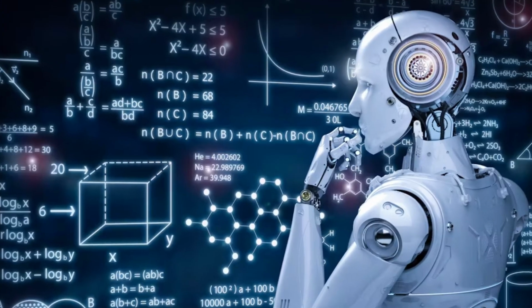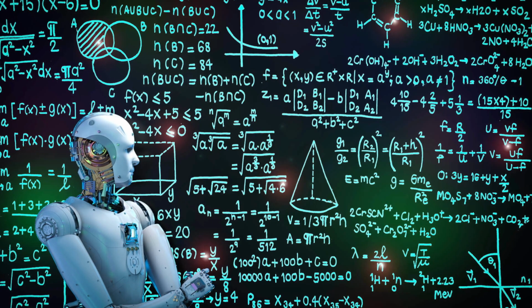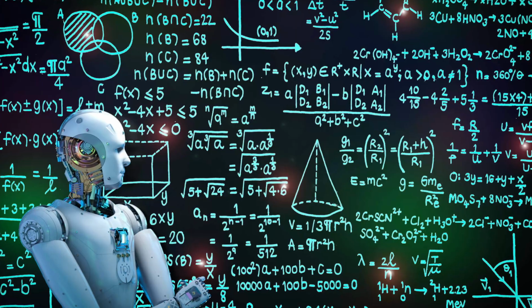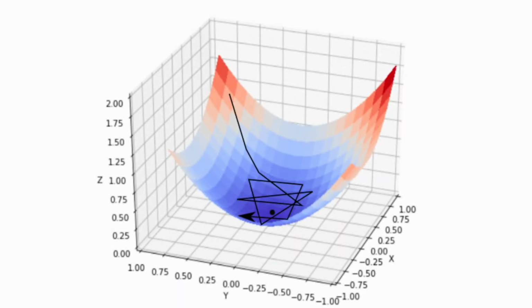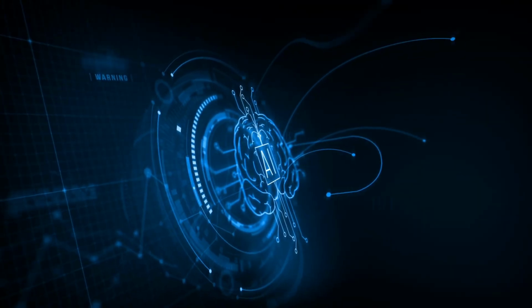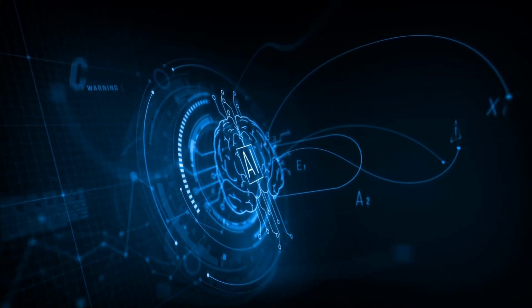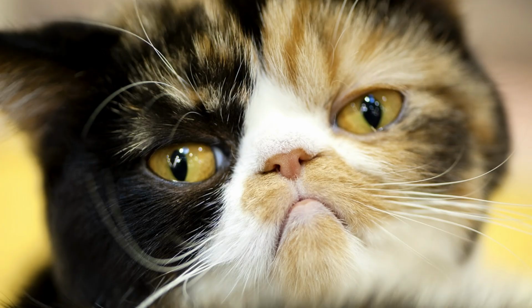Here's how it works in simple terms. AI starts with random guesses. It makes a prediction. Maybe it's wrong. Then it calculates how wrong it was using something called a loss function. Gradient descent adjusts the parameters slightly to reduce that loss. Do this millions of times, and the AI eventually gets really good at what it's doing, whether that's recognizing cats or writing essays. This is how machine learning models train. They don't memorize, they optimize.